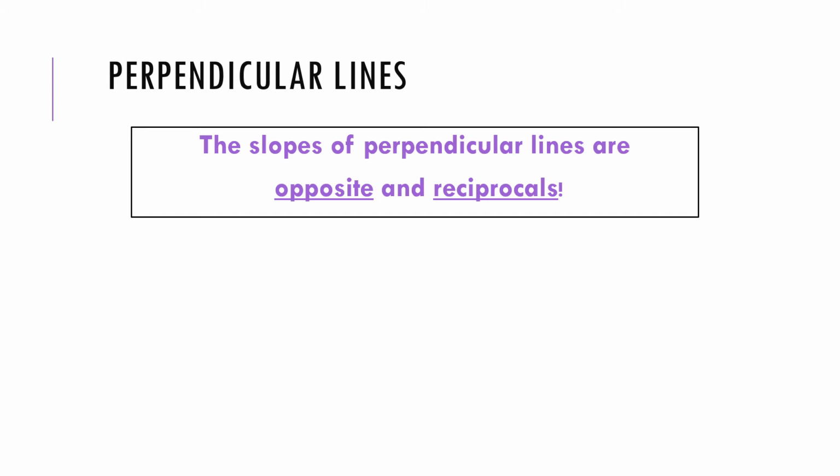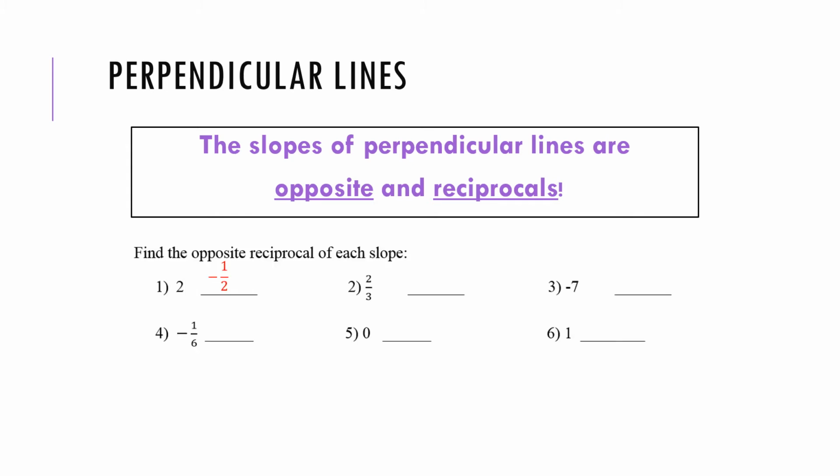This is one of the most important things that the majority of kids forget. So perpendicular slopes have to be the opposite reciprocal. So the sign changes and the fraction flips, if that's how you would like to describe it. So then find the opposite reciprocal of each slope.